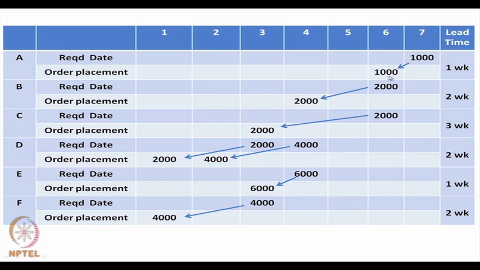Now, to make 1000 units of A, we need 2000 units of B and 2000 units of C, 2 items of B and 2 items of C for every unit of A. And B's lead time is 2 weeks, C's lead time is 3 weeks, and therefore, there is a lead time offset. Order must be placed for B 2 days in advance and 3 days in advance for C.